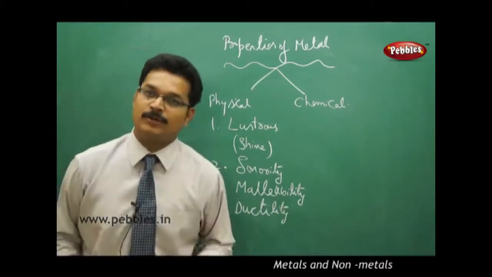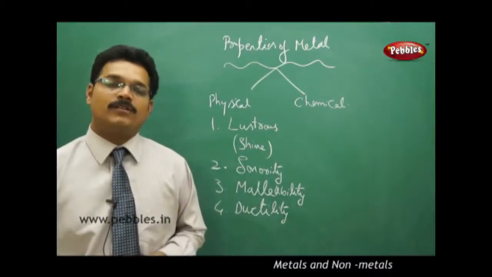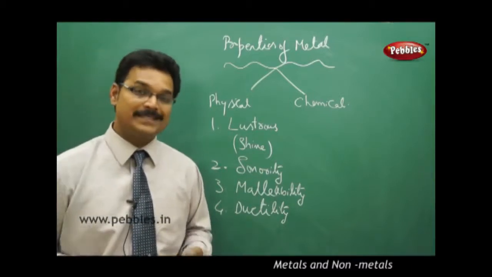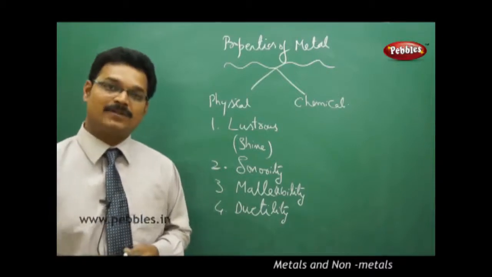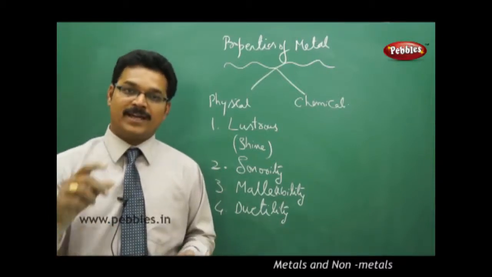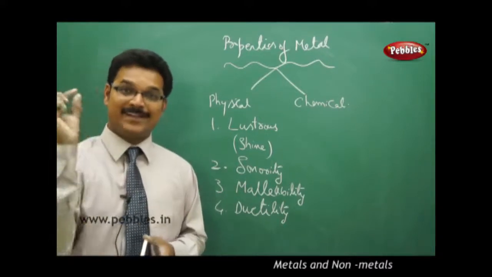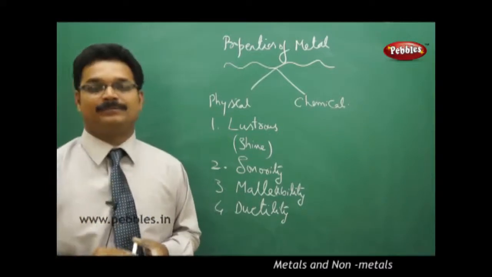Ductility is another property to identify whether something is a metal. Have you ever seen copper wires, aluminum wires, iron wires, brass wires? Yes, you have seen them many times. In your house, if you see the electrification, all the electric wires are insulated with plastic material. Inside, you can see the copper wires.